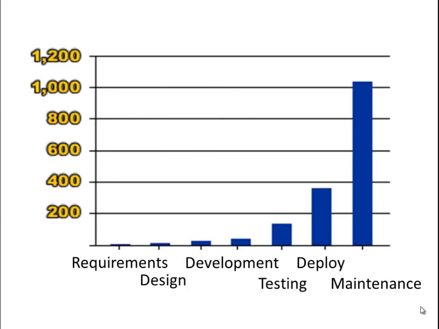Here's a chart which shows the cost of fixing requirements errors in a project. As you can see, it's relatively easy to fix requirements errors early in the project and a lot more expensive to fix it later in the project. But how big an issue is this? How many projects globally are affected by not getting the correct requirements?